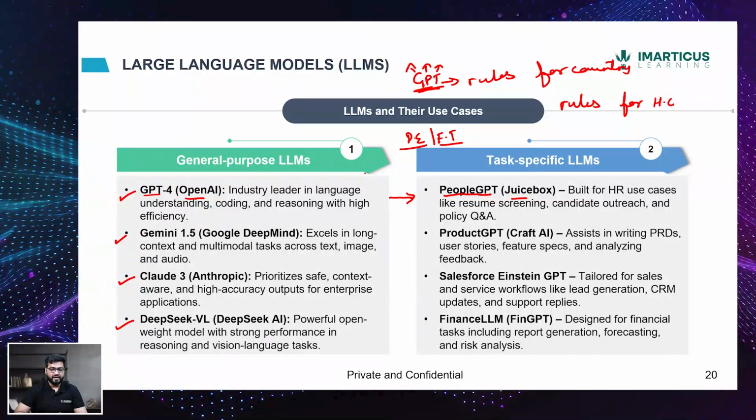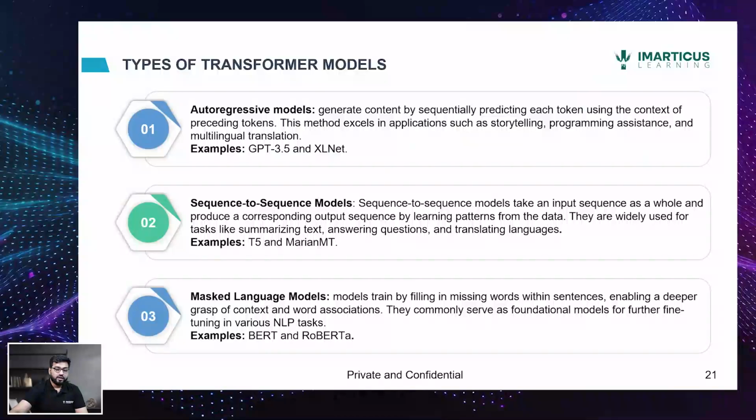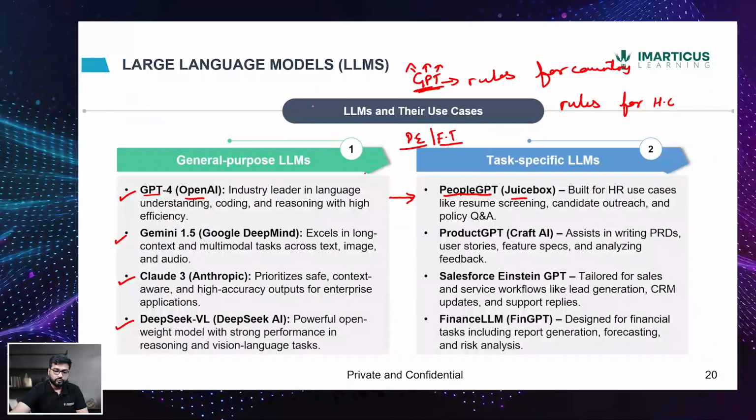Salesforce Einstein GPT is tailored for sales and service workflows like lead generation, CRM updates, and support replies. Finance LLMs like FinTech are designed for financial tasks including report generation, forecasting, and risk analysis. So here we discussed what these general purpose LLMs are, how they are used, and how they are used for specific tasks as well.